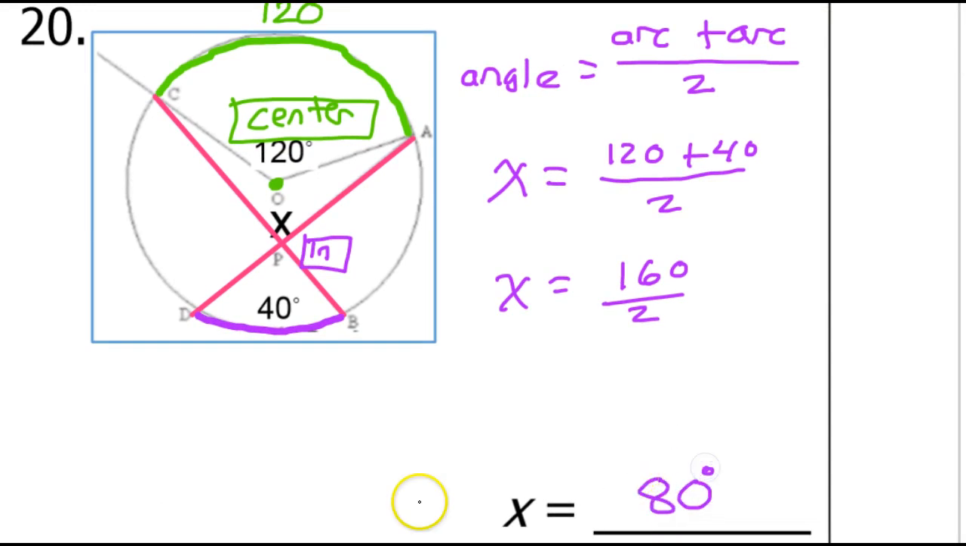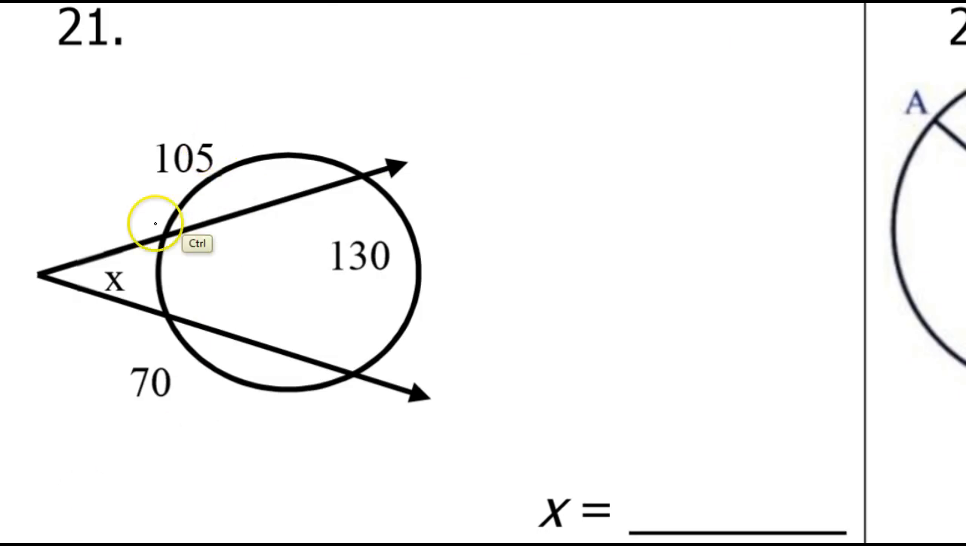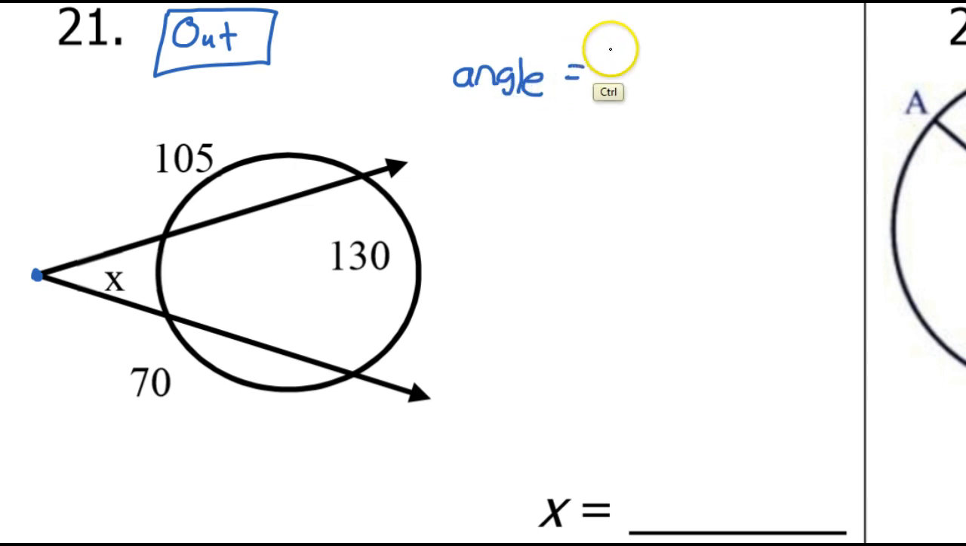80 degrees. Any questions about number 20? All right, number 21. This angle is outside the circle, out. So the outside the circle formula goes: angle is equal to arc minus arc. Somebody's memorizing these. All right, good job, Karem. Divided by 2.